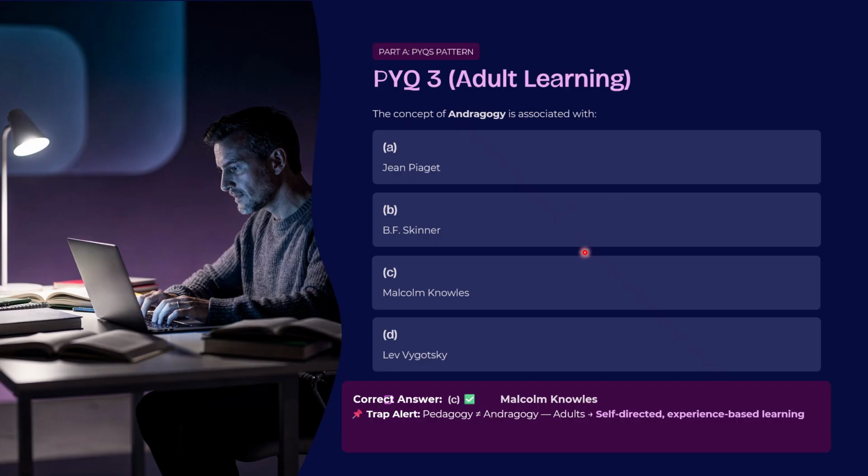Skinner developed the theory of operant conditioning. According to him, learning occurs through reinforcement and punishment. His work is related to behavior modification, not adult learning.